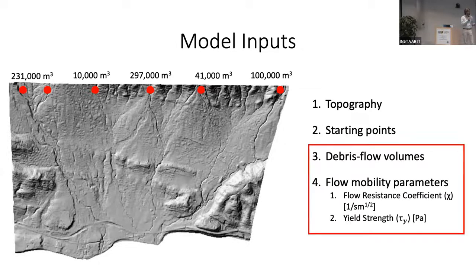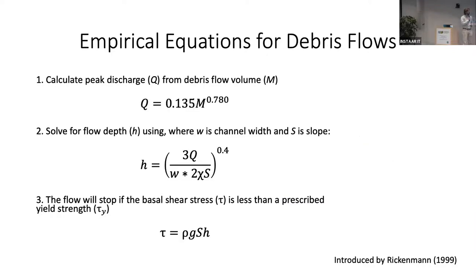And the debris flow volume and the flow mobility parameters are particularly important for the model outputs. I'm going to focus a little bit more on those throughout the talk. So the debris flow volume, which is represented by M here, can be used to calculate the peak discharge of the debris flow using an empirical relationship first introduced by Rickenmann in 1999.